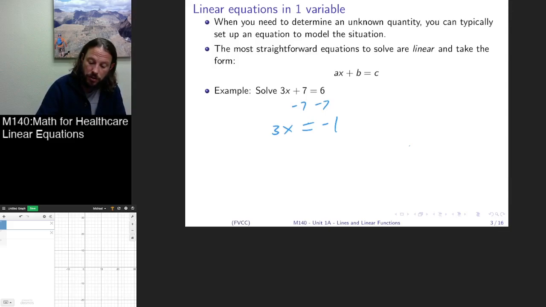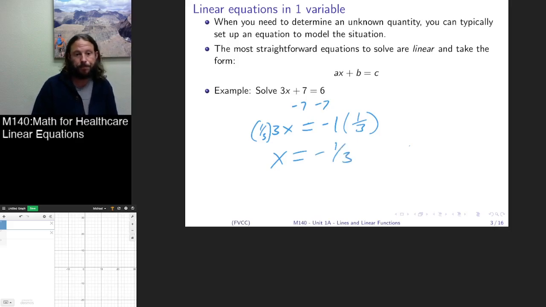Notice, to undo addition, we use subtraction. To undo multiplication, you could do division, or I do multiplication by the reciprocal. So some people may say divide both sides by 3, which is the same as multiplying both sides by 1/3. 1/3 times 3 is 1. So x equals negative 1 times 1/3, negative 1/3. And here we see this relationship is saying x is a constant value of negative 1/3.